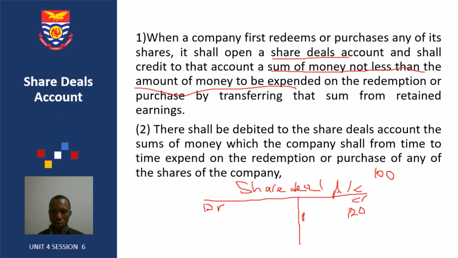So retained earnings. Now anytime we purchase or redeem the shares, then assuming that we want to redeem, we debit the share dealing account with the amount that we are paying. Now this rule does not affect redeemable preference shares which are purchased from the fresh issue of shares.